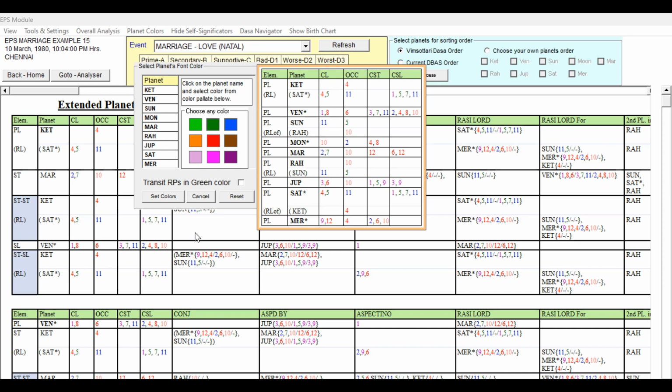Now let us check the self-significations. Lagna Lord. Where is Lagna? Lagna Lord, 8th Lord occupying 6th house, Venus, 3, 7, 11 cuspal star Lord, and 2, 4, 8, 10 cuspal sublord. Lagna Lord, 3, 7, 11 cuspal star Lord, and 2 sublord is good, but 8th Lord occupying 6th house and 4, 8, 10 cuspal sublord is weak. So definitely Venus is going to be a mixed planet.